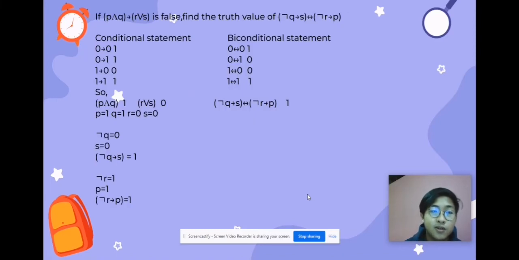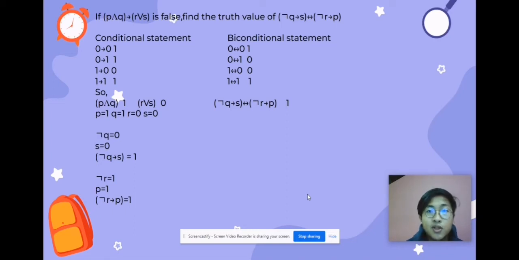So next question is, if P and Q implies R or S is false, find the true value of not Q implies S biconditional not R implies P. So P and Q implies R or S is false. That means P and Q is 1, R or S is 0. So P equal to 1, Q equal to 1, R equal to 0, and S equal to 0.